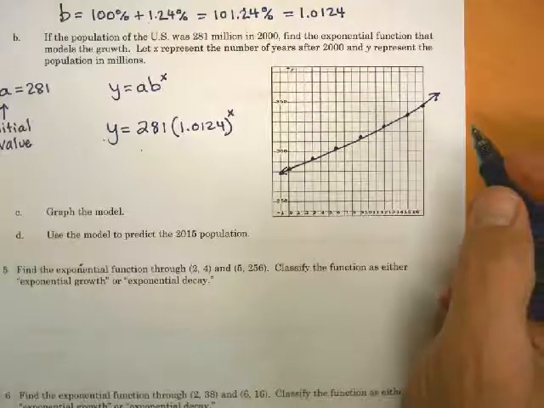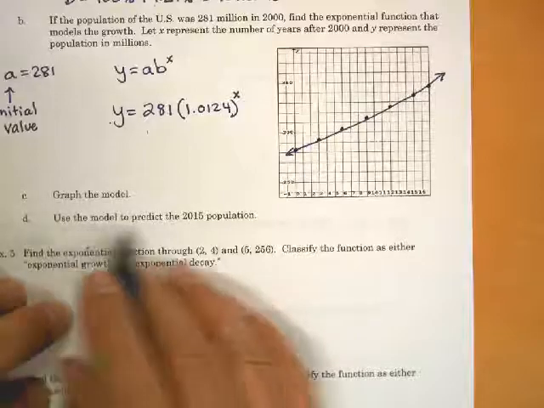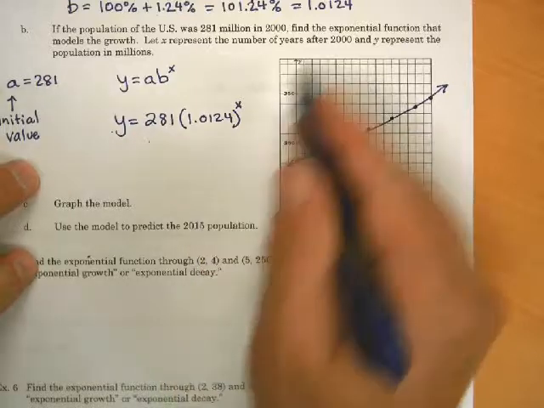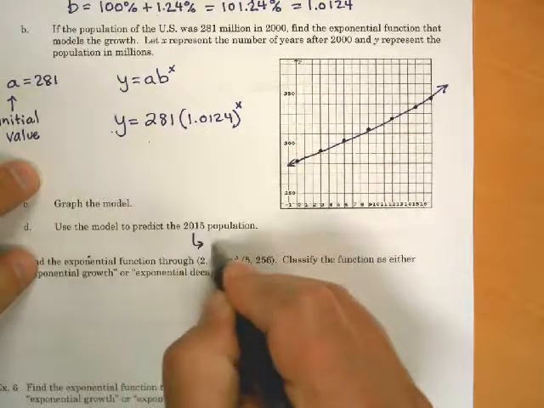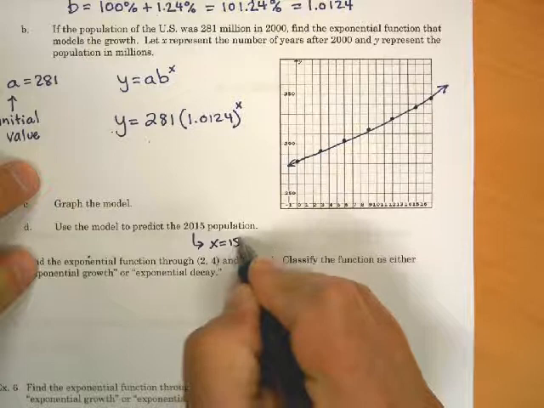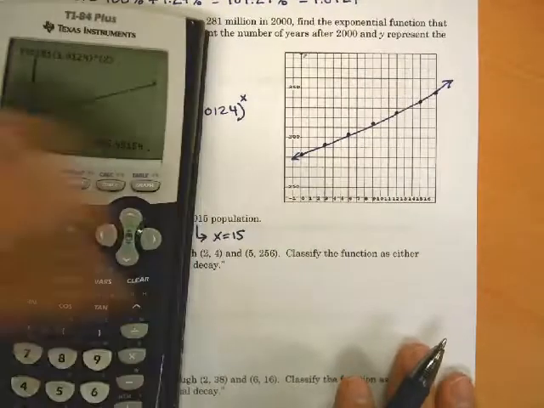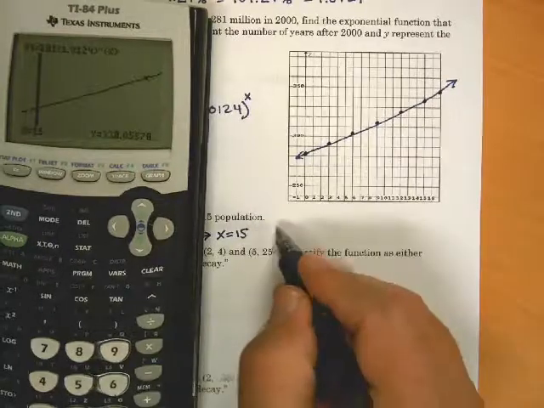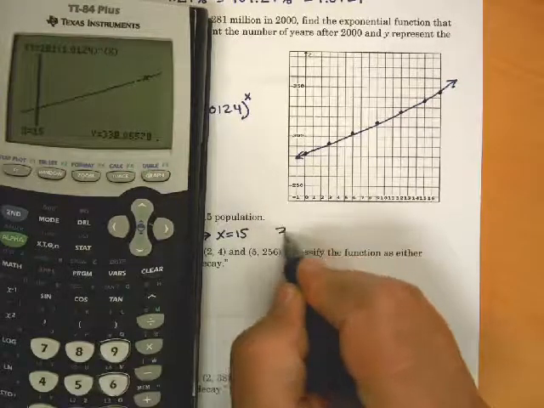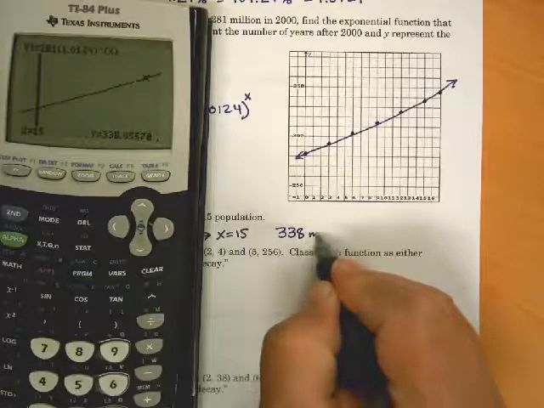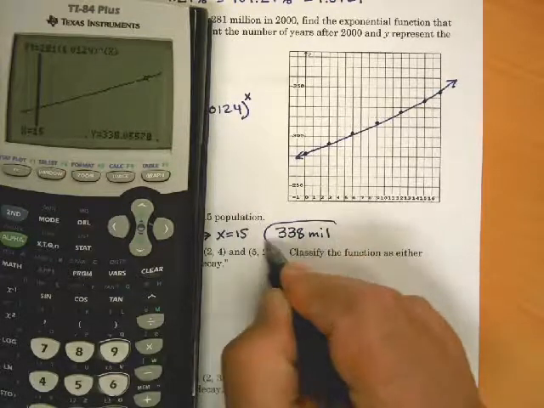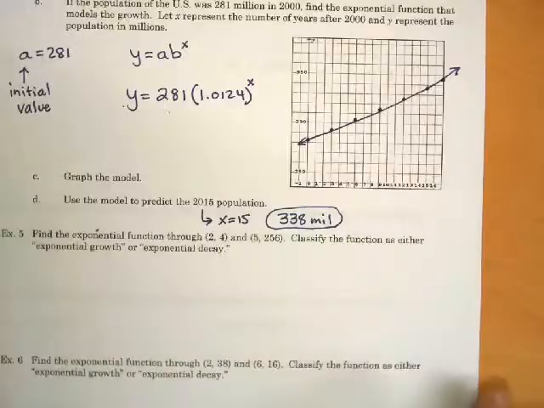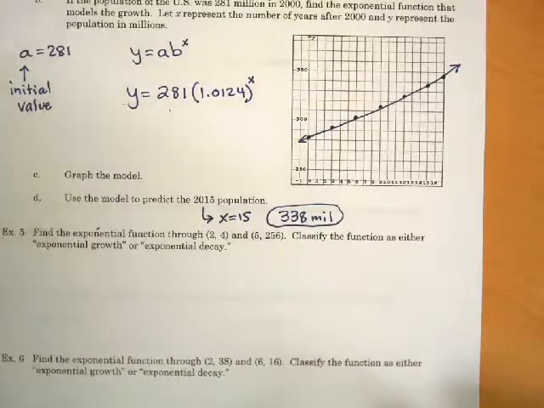Okay, so it does ask us here, use the model to predict the 2015 population. Well, if your starting year is 2000, then 2015 is represented by x equals 15. So I'm going to hit the trace key again. I didn't probably have to, but then I'll say 15, enter, and it turns out to be 338. Now you have to make sure that that's millions. So we would expect in 2015 that there was 338 million people living in the United States.